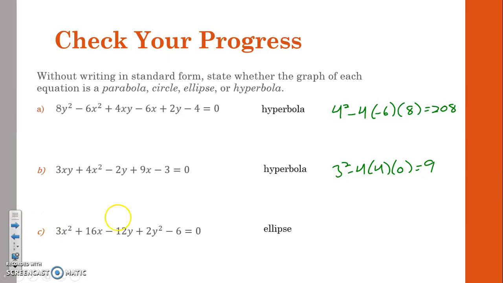All right, for part C, you should have an ellipse. A is 3, B is 0, and C is 2, so my discriminant is 0 squared minus 4 times 3 times 2, so I get a negative discriminant here of negative 24. So my discriminant is negative, that means it's an ellipse or a circle, but A is not equal to C, so that means that it is an ellipse.